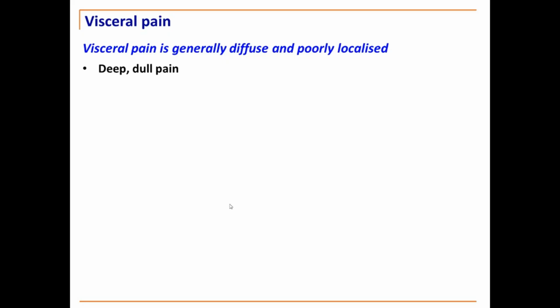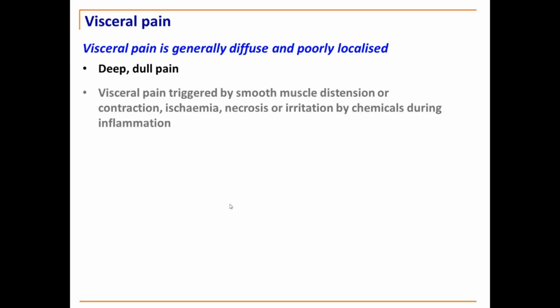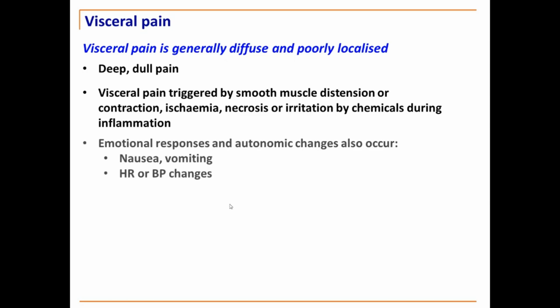When you do get that pain, it tends to be deep and dull. It can be triggered by a variety of different things: smooth muscle distension, contractions, ischemia, necrosis, irritation by chemicals during inflammation. There are all manner of things that can stimulate it. And there are emotional responses and autonomic changes that also take place, including nausea and vomiting, but also changes in heart rate or blood pressure.